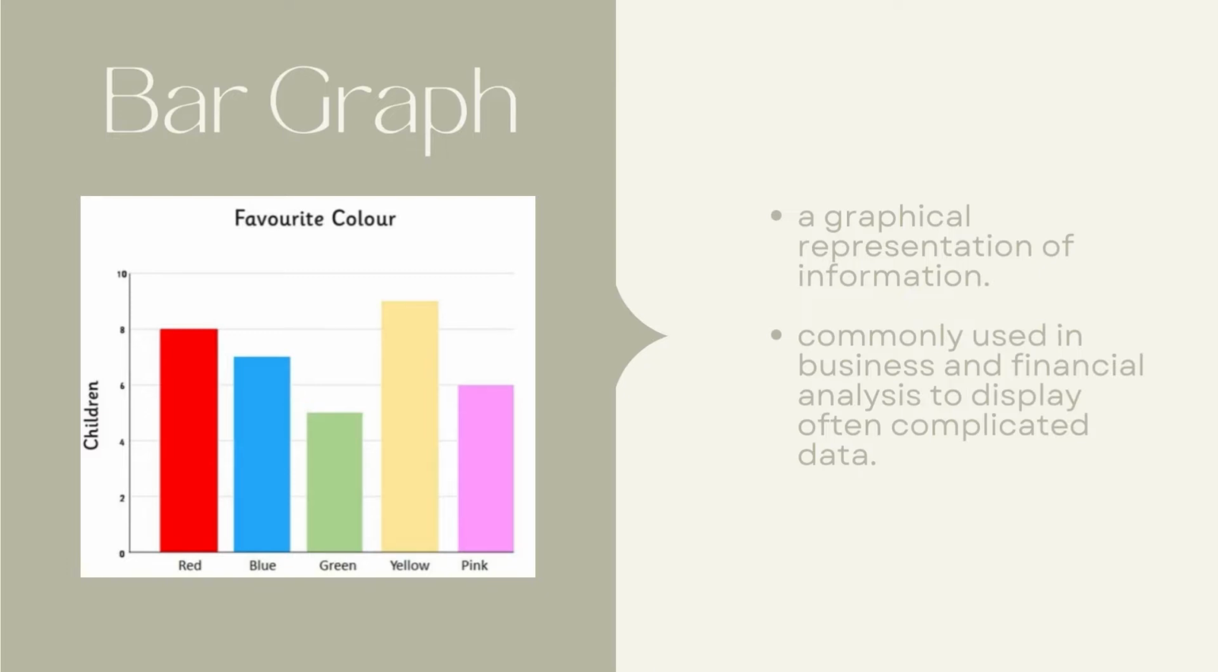A bar graph is a graphical representation of information. It uses bars that extend to different heights to depict value. Bar graphs can be created with vertical bars, horizontal bars, grouped bars, or stacked bars. They are commonly used in business and financial analysis to display often complicated data. They can convey information quickly and effectively. In the financial industry, a volume chart is a commonly used vertical bar graph.